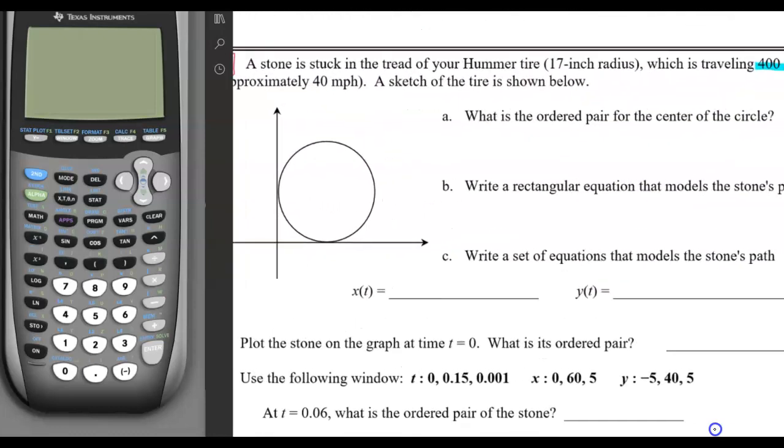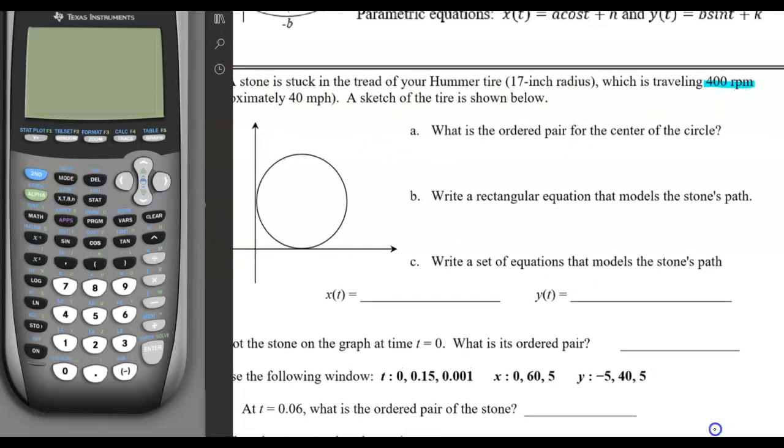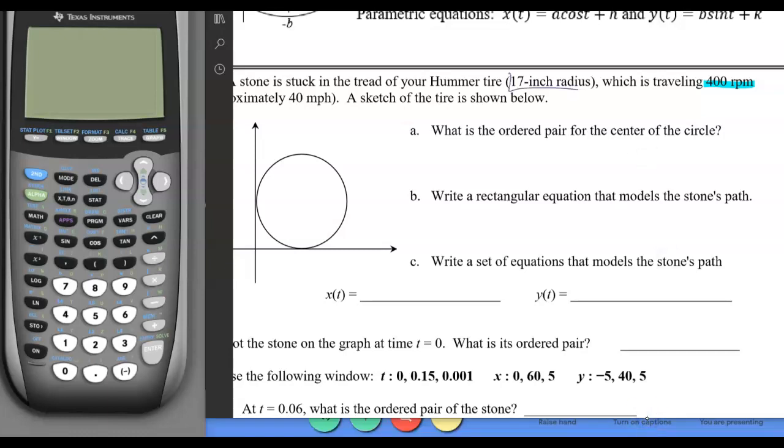What do you guys think the ordered pair is for the center of this tire? It actually is giving the radius. You would be correct if they had given the diameter. Yeah, you're right. The center is 17 because the x value of this circle is 17 and the y value is also 17. So our ordered pair for the center is 17, 17.